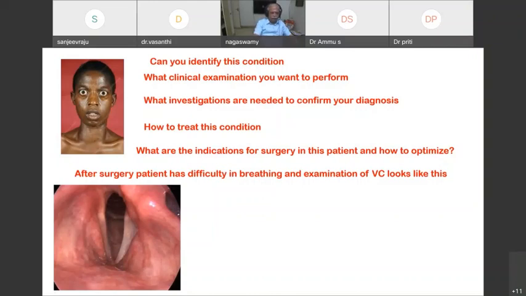Recurrent laryngeal nerve palsy. How do you say it is left? Why can it not be right? Which one do you think? The adductors. Partial or complete? Partial.